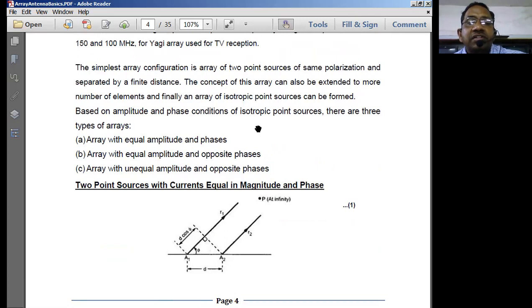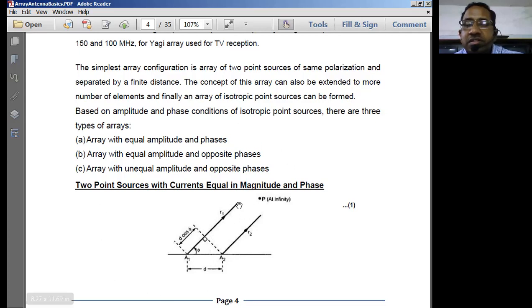Based on the amplitude and phase conditions of the signals of isotropic point sources, we can form three types of arrays. One is an array with equal amplitude and same phase, meaning the signals applied at A1 and A2 have the same amplitude and the same phase. Using the same antennas, we can form another array with equal amplitudes and opposite phases, and an array with unequal amplitudes and opposite phases. This is how we have arrays of antennas.